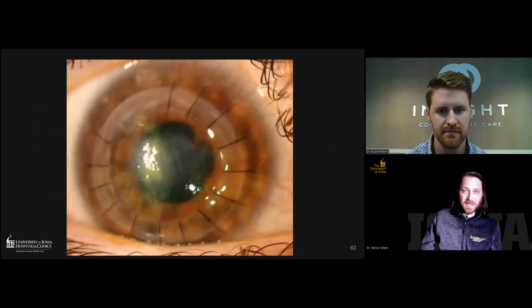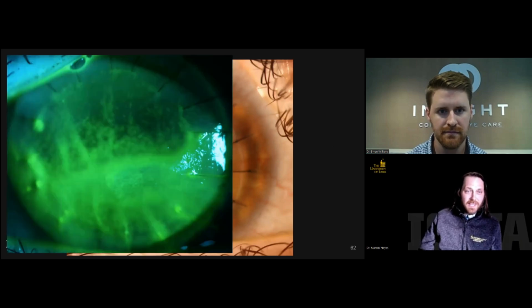So this is the last time she came in. She was looking like this, which led to something like that. And to be determined if we can fit her in another lens, but hopefully she does very well.